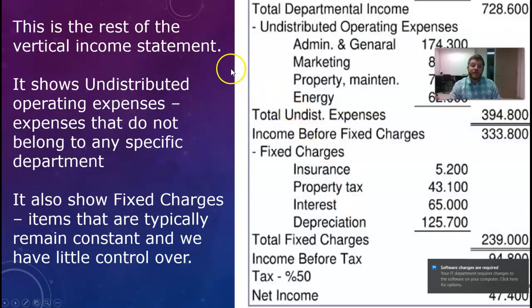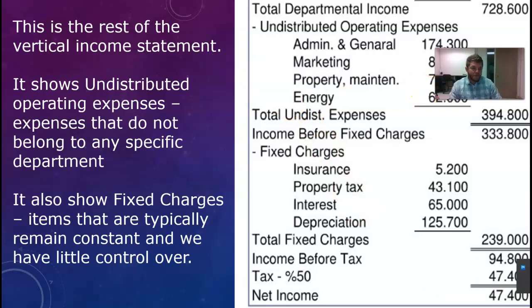This is the rest of that vertical income statement. So we will look at all the different areas, and then we'd start removing.